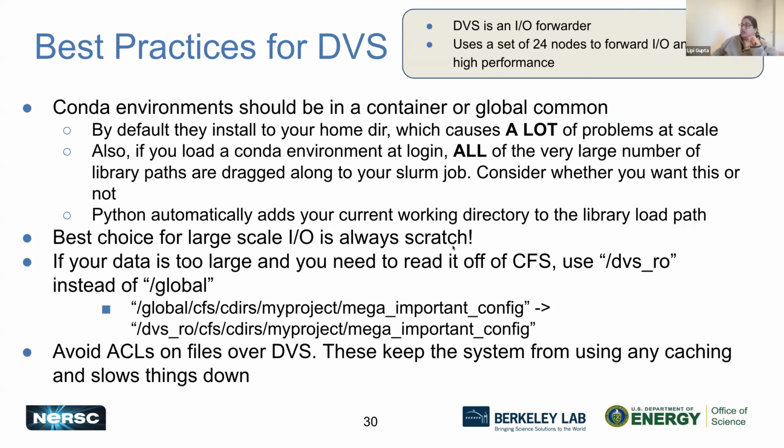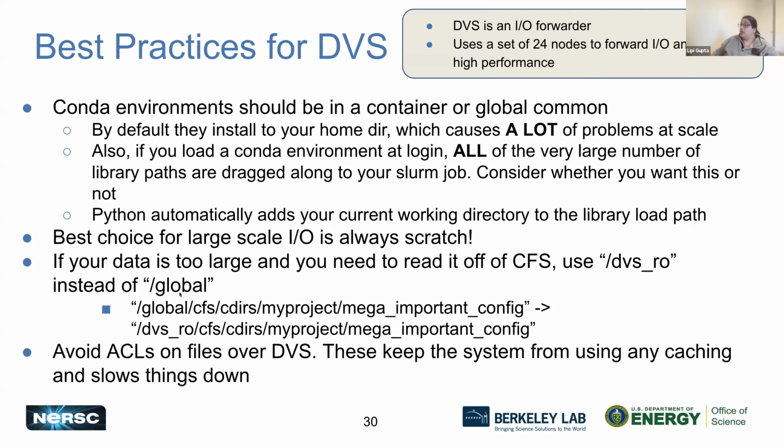In general, best choice is always Scratch. You may never have to think about this if you're just running in and out of Scratch. Probably is not going to be an issue. And then the other thing is, as I mentioned, there are times when Scratch is not going to be big enough for your needs, and you're going to need to run out of CFS, Community File System. But there is a special amount of CFS on the compute nodes that we would prefer you to use because it is optimized for use with this DVS system on Perlmutter.